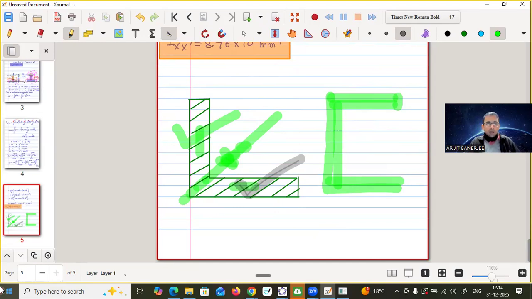Okay, one more thing that I will just briefly tell you here. There is a concept called the radius of gyration. Do you know that?